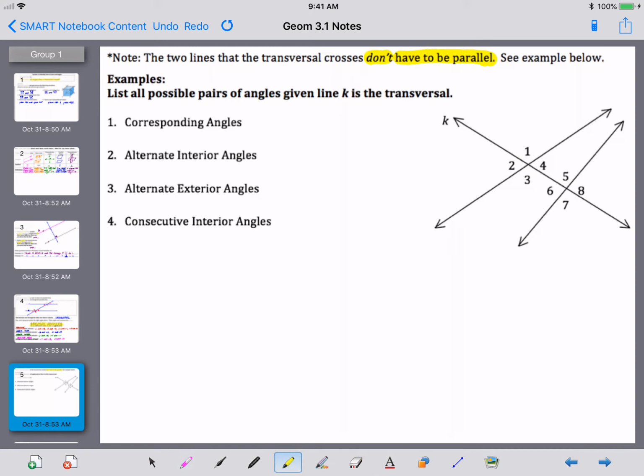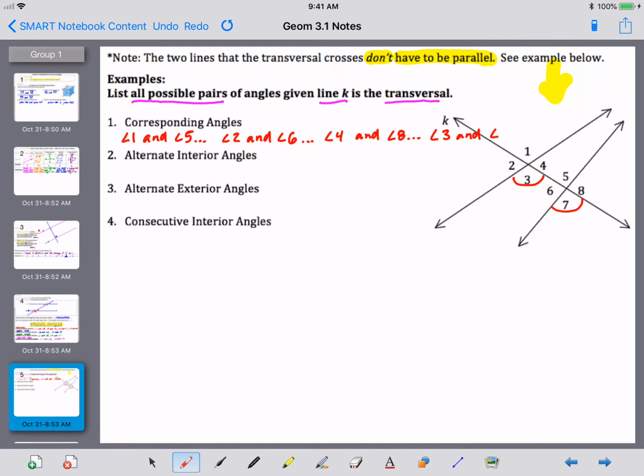So let's go ahead and start with corresponding angles. So if we look here, it looks like angle 1 corresponds with angle 5. So that would be one example. Angle 1 and angle 5. I also notice that angle 2 corresponds with angle 6. So angle 2 and 6. And we have angle 4 corresponds with 8. Angle 4, and angle 8. And the last pair, 3, corresponds with angle 7. So angle 3 and angle 7.